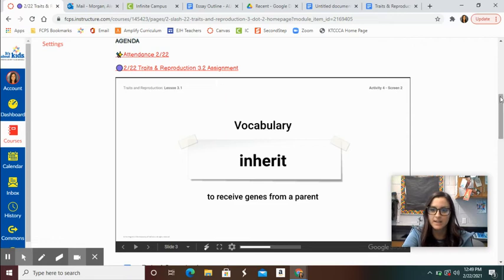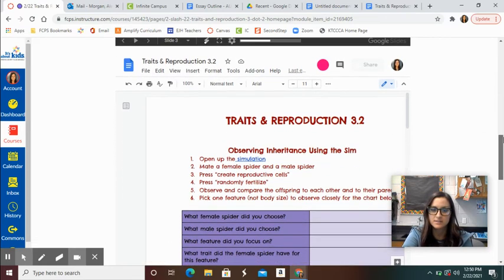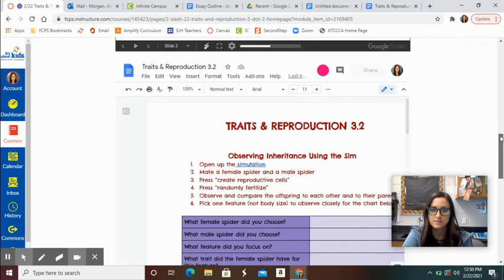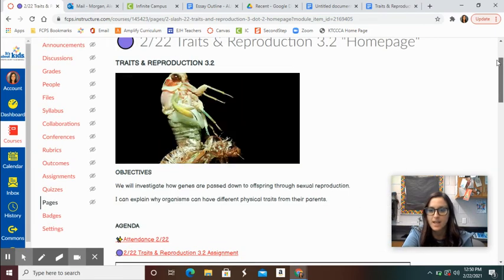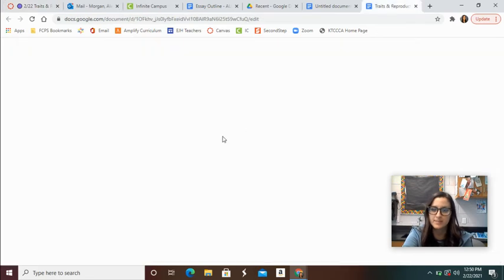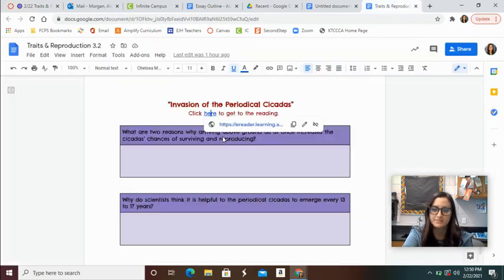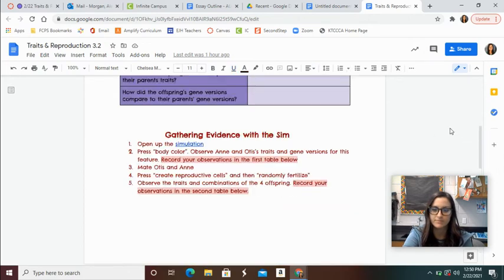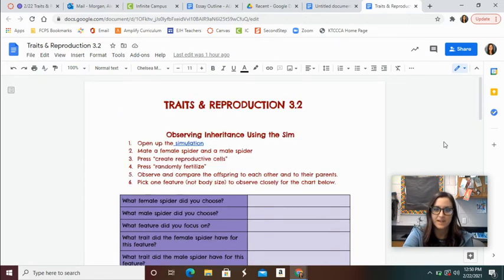And then the page for the notebook will be down there. And then here's our assignment. So the first thing you're going to do is open up the simulation, and it's hyperlinked right here for you.